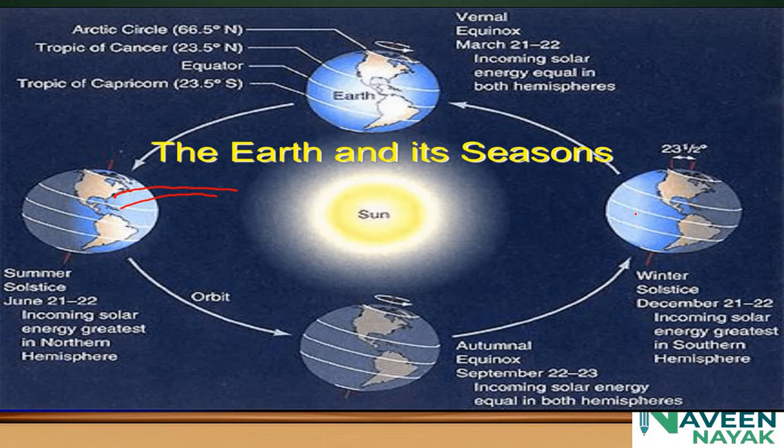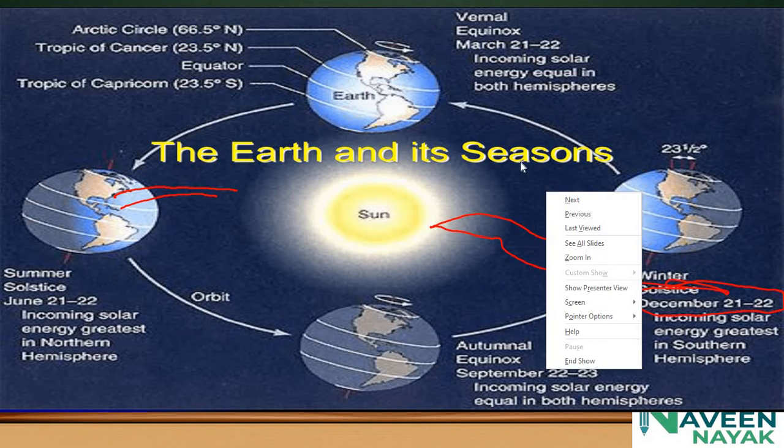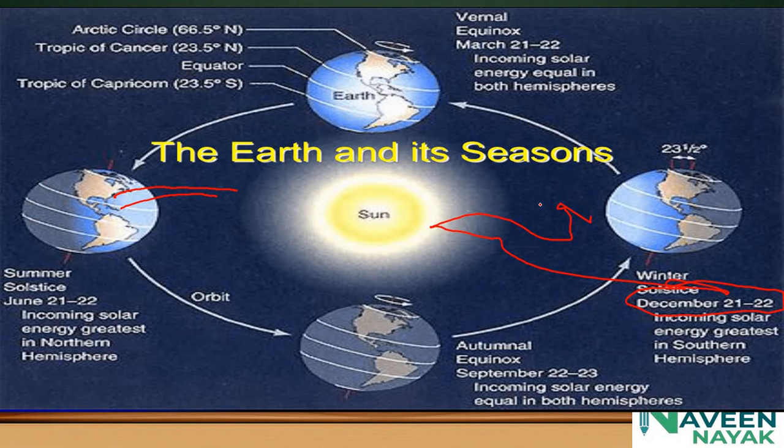In the month of December 21-22, the earth's southern hemisphere faces towards the sun. And the autumnal equinox, September 22 to 23, incoming solar energy is equal in both hemispheres. It is important. Solar light is equal in both hemispheres.